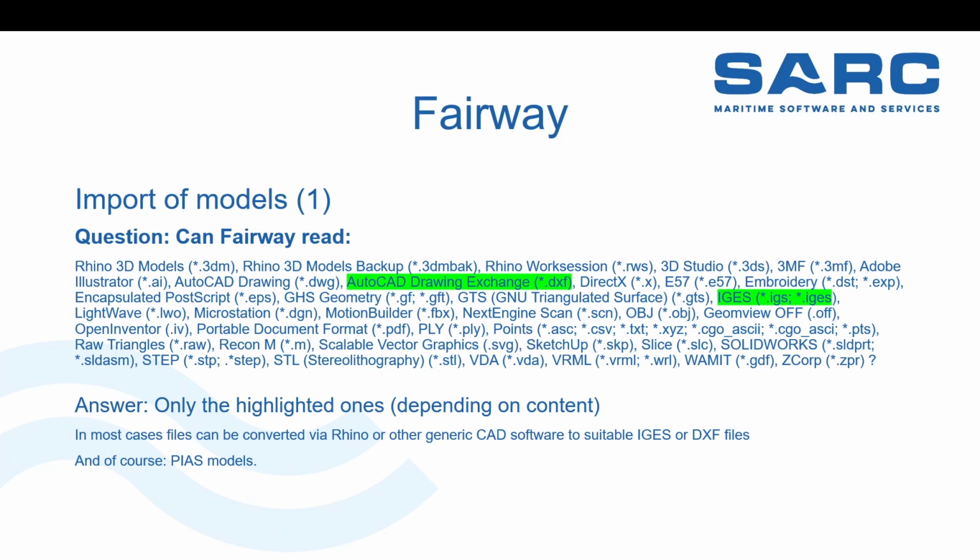Then, to come back to an earlier question, can you import other things? Well, can Fairway read any of this? This comes from the Rhino manual. As you see, Rhino comes first. We can only read the highlighted ones, and even then depending on contents, because these are both open formats, and you can put in any kind of stuff. I will show a bit on that later, but typically most of these models can be converted to a DXF or an IGES file, so we don't need to read every type of file, because Rhino is so readily available, or other programs that will do conversion for us. And rather than implementing all these different file formats basically containing the same info, we chose to do a limited subset of that.